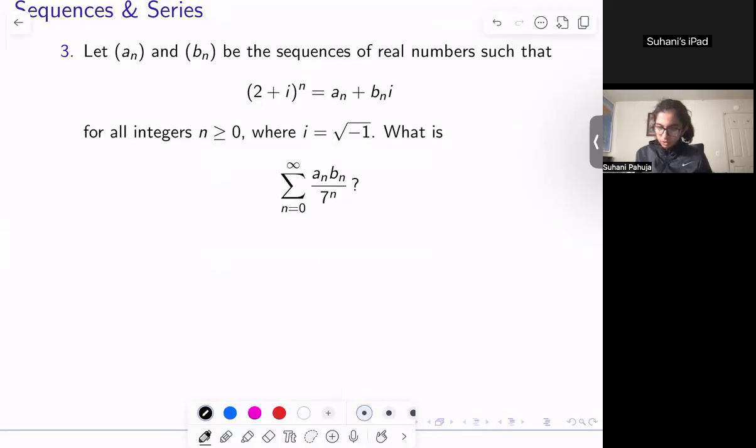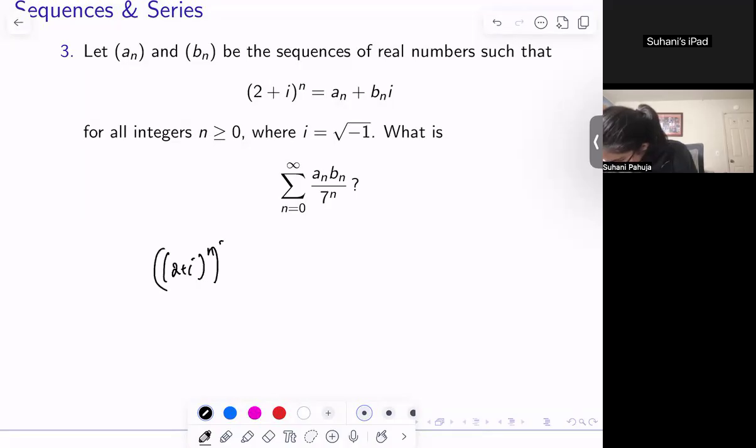So we can approach this by first squaring the first equation they give us. Because note that we want to find something that has a term like a sub n times b sub n. And if we square the first equation they give us, then we will get something like this. In fact, it would be 2 times a sub n times b sub n times i. So if we do that, then we would get 2 plus i to the n squared is equal to a_n plus b_n i squared.